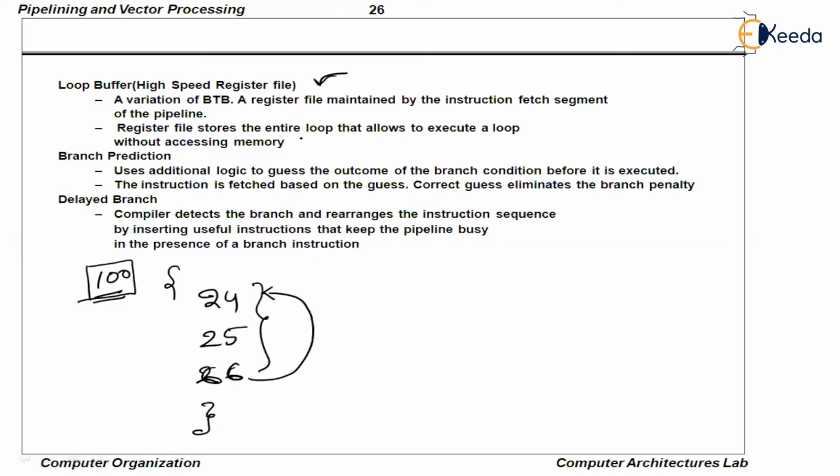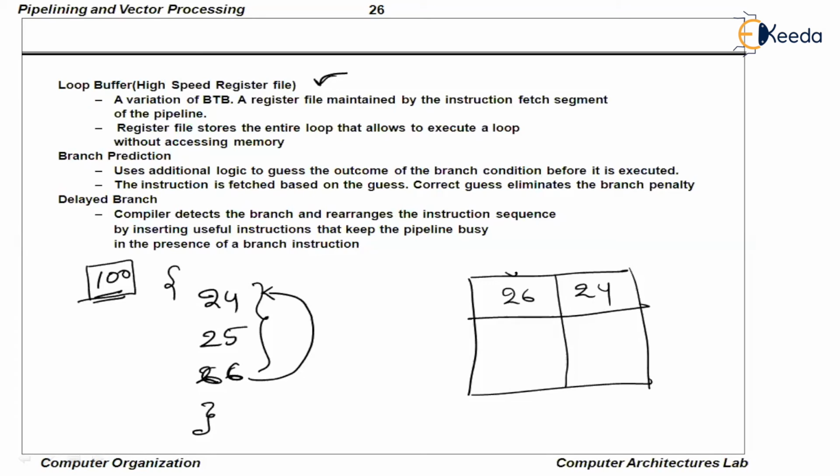This register file stores the entire loop, which allows us to execute a loop without accessing memory. So in the loop buffer, what we'll store is all the values that are required for this loop. Here we know that 26, 24, meaning 26 is the branch instruction and 24 is the target instruction, in which again I am going to maintain a register file R1, R2, R3, R4, in which the values which are required to execute this loop will be present.